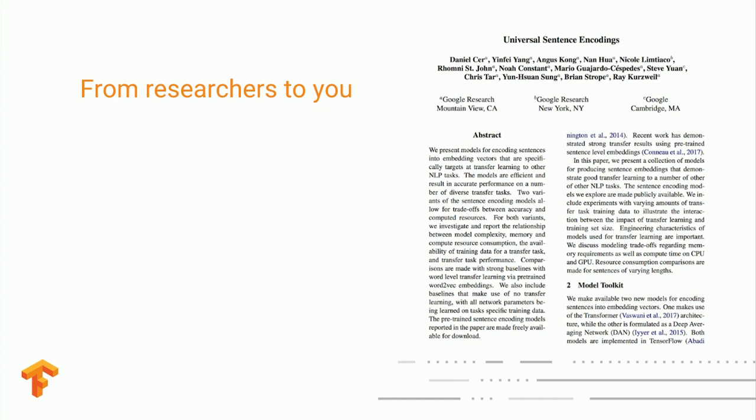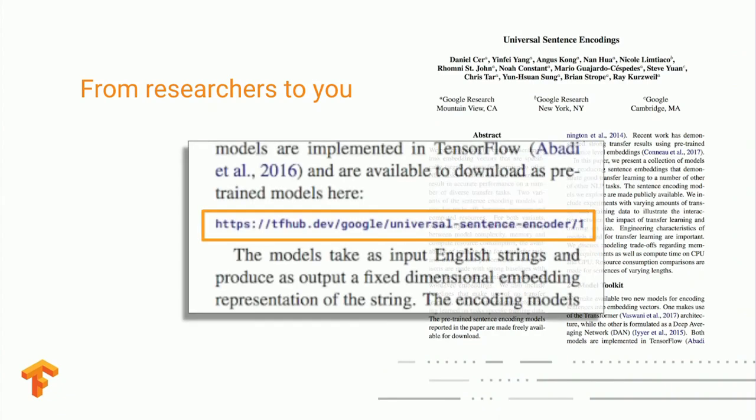And I think the paper was released on the exact same day that the TensorFlow Summit happened. So it's very new and you should try it. I think the algorithm behind it uses the transformer from the paper called Attention Is All You Need. And it was trained on multiple NLP related tasks to get the universal sentence encoding.